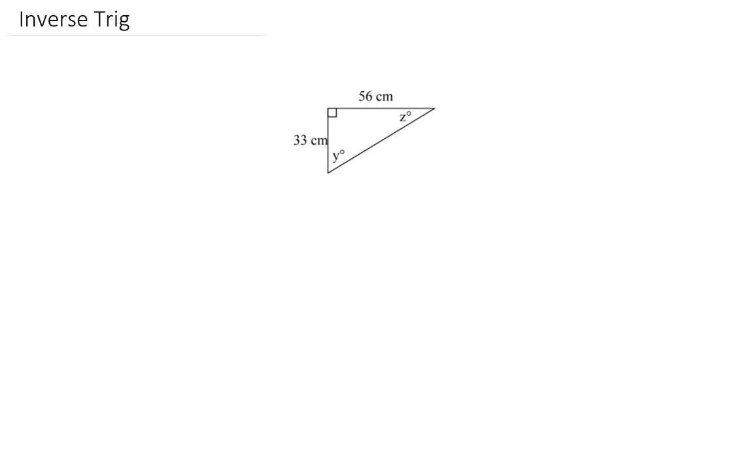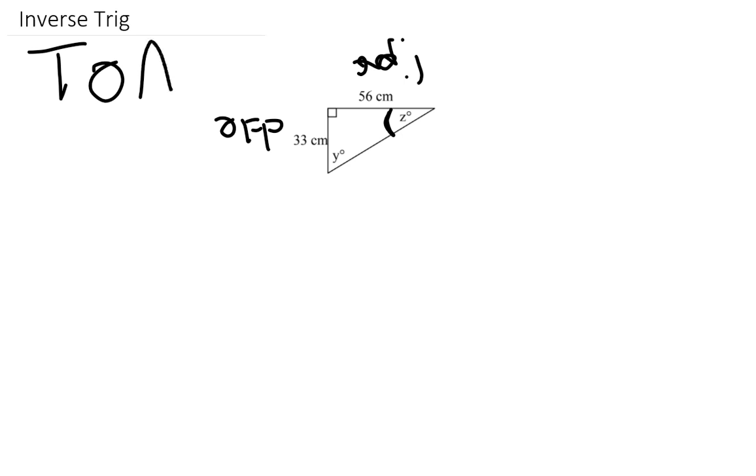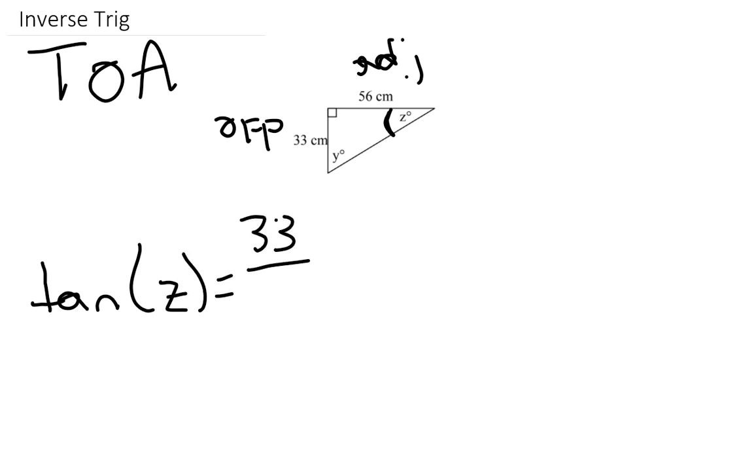We're going to start with z. If I'm trying to find z, this angle here, I know I have the opposite and I have the adjacent. So I can set up, using tangent, I can set up to solve this. So I'm going to say that the tangent of angle z is going to be equal to the opposite over the adjacent. Now we notice this one we're not missing a side length, we're missing the degree. To solve for our degree, we're going to find the inverse of tangent, or we're going to find the arctangent.